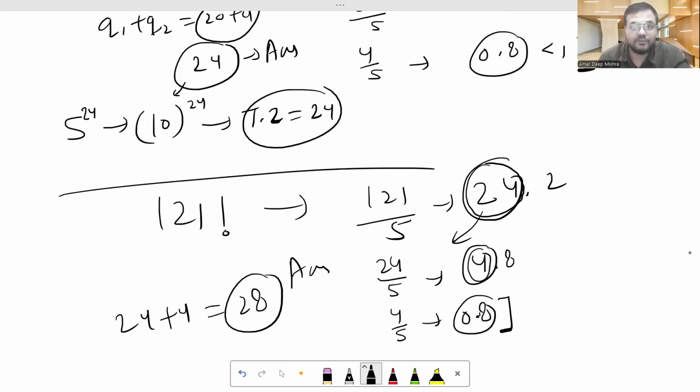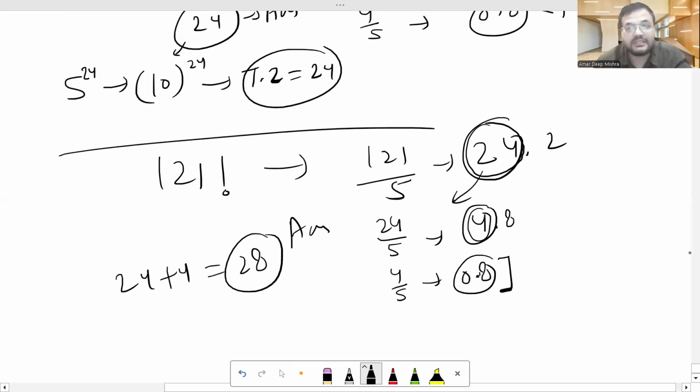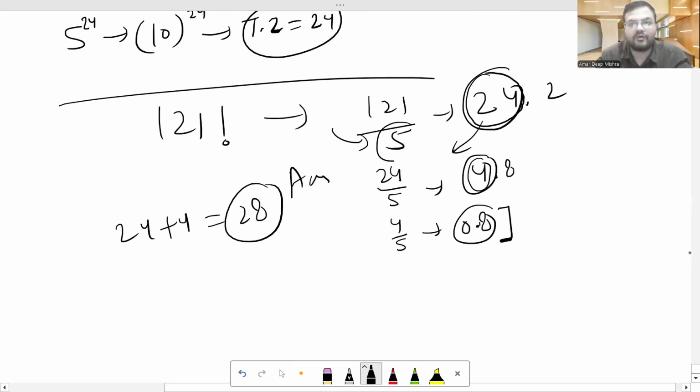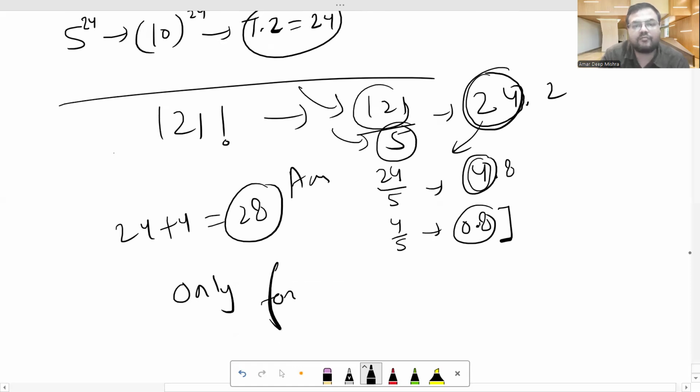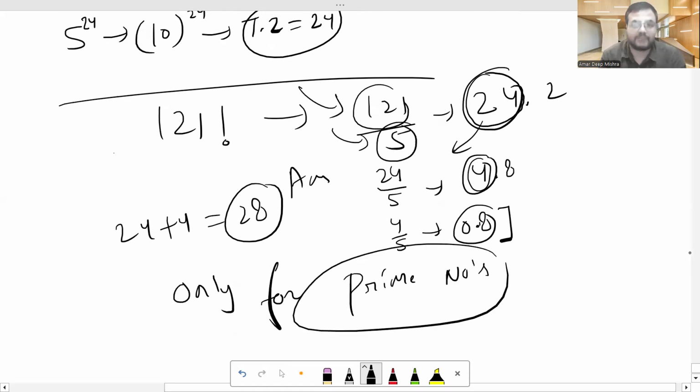Now you can ask me one question. Please listen to me very carefully. Sir, why are you dividing this by 5? Why can't we directly divide this 121 by 10 and get the power of 10? You cannot do so because this rule is applicable only for prime numbers. Only for prime numbers. So that is why we are finding out the power of 5, and from the power of 5, we are finding the power of 10, and from the power of 10, the number of trailing zeros. Okay. I hope this is clear.